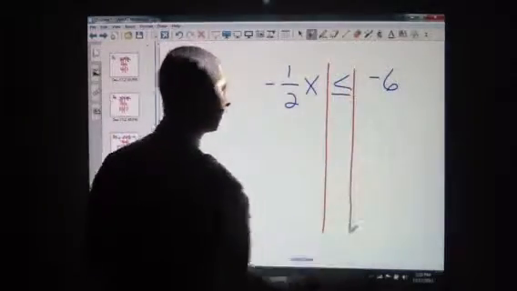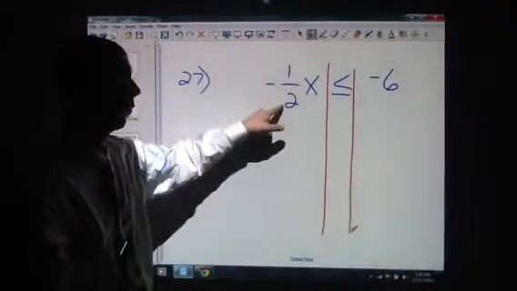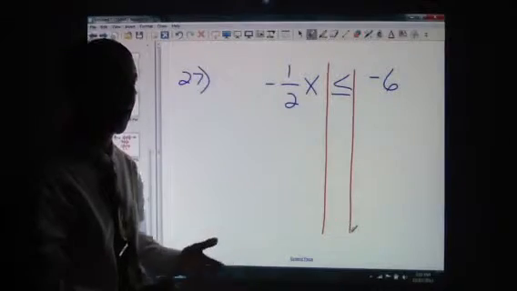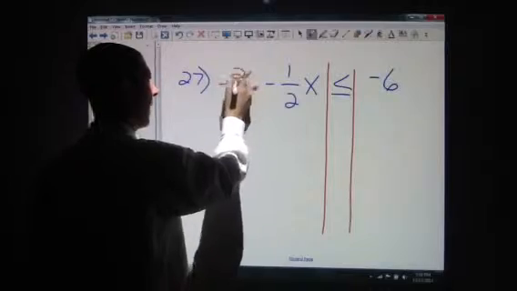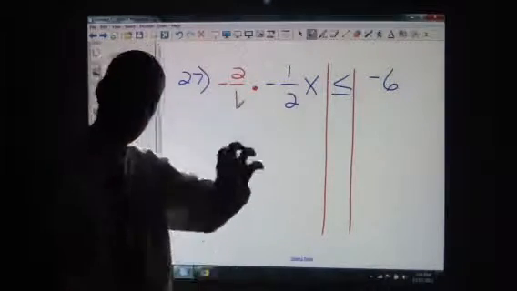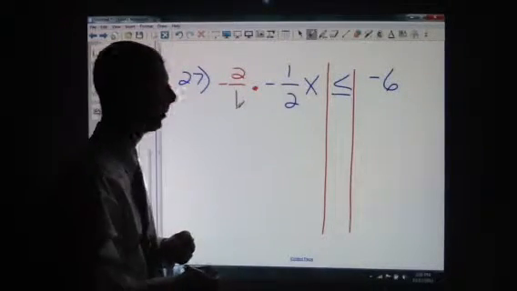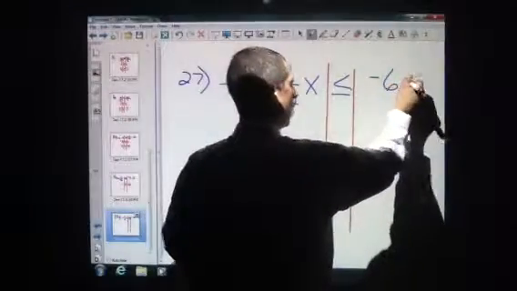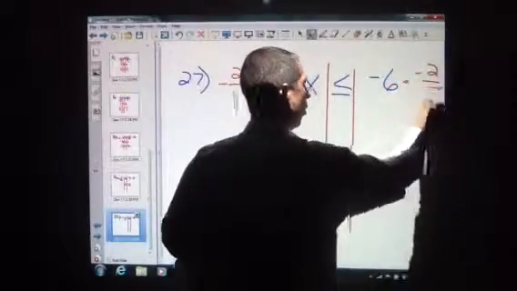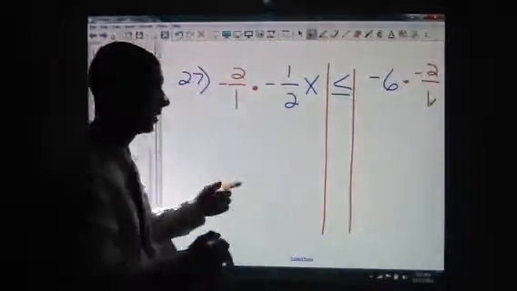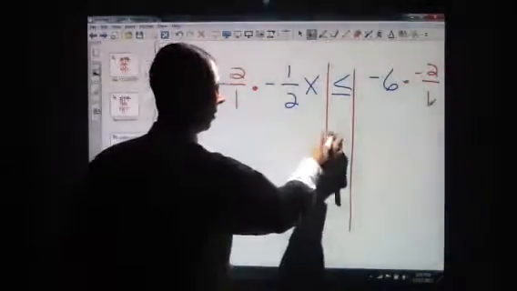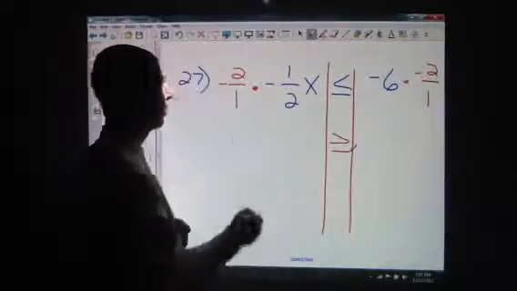Here now we have to get rid of negative 1/2. We get rid of a fraction by multiplying by its reciprocal. So we're going to multiply by negative 2/1. We're multiplying by the reciprocal. We do the same thing over here, multiply by negative 2/1. Now we just multiplied both sides by a negative number, so once again our sign has to be turned around. So I got to make sure I remember to do that.